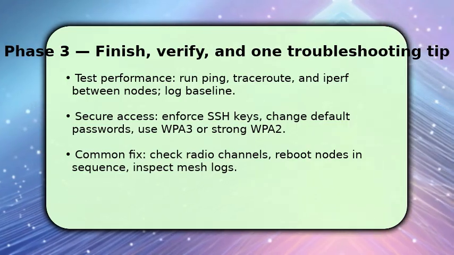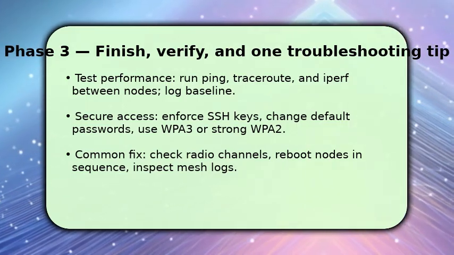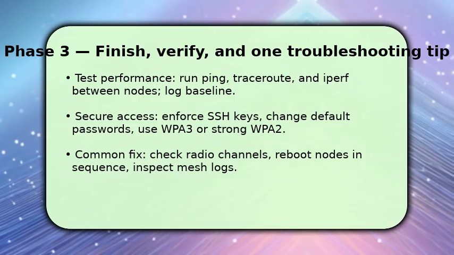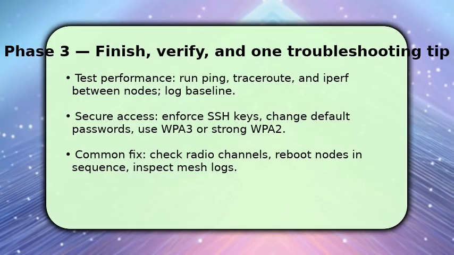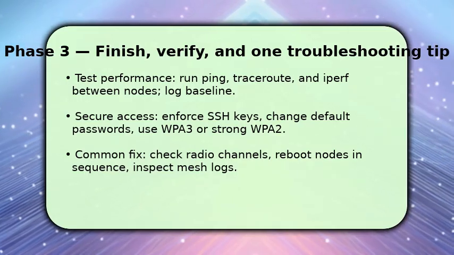If something fails, a reliable troubleshooting step is to check radio channels and interference, reboot nodes one at a time, and inspect mesh logs for link flaps. This often reveals routing loops or MTU mismatches.